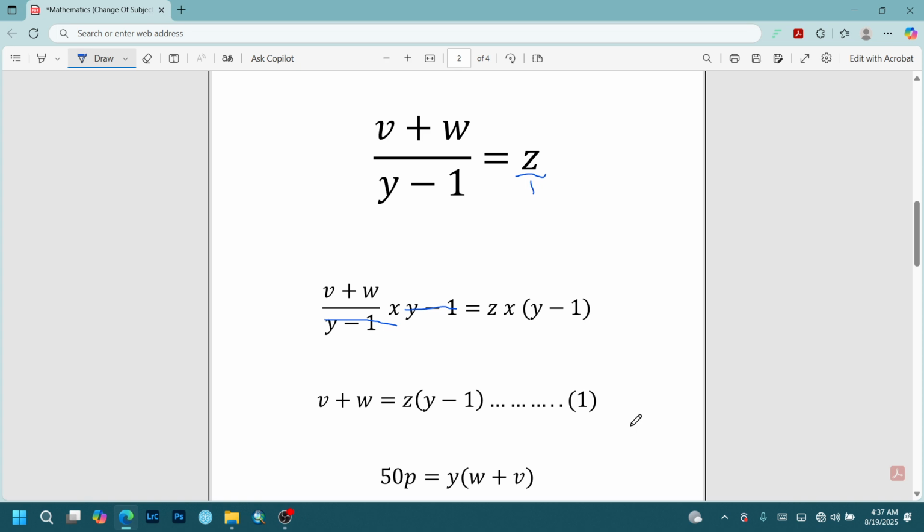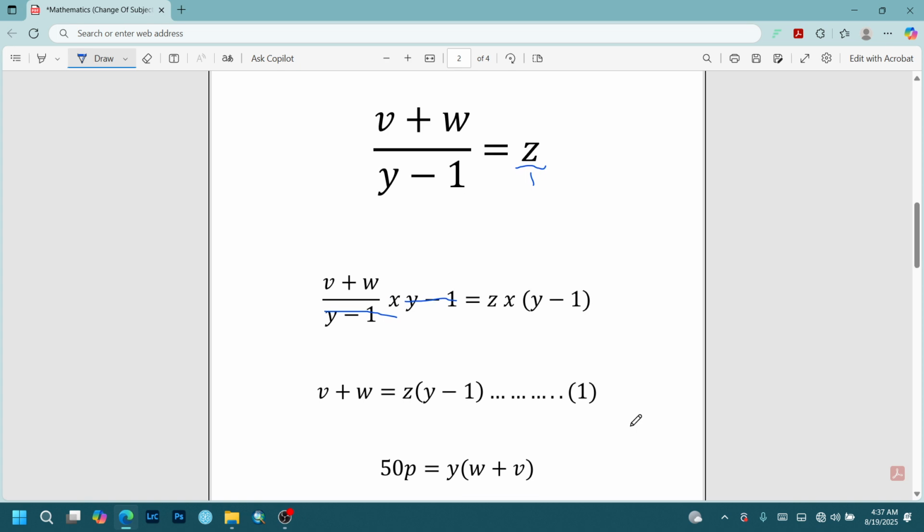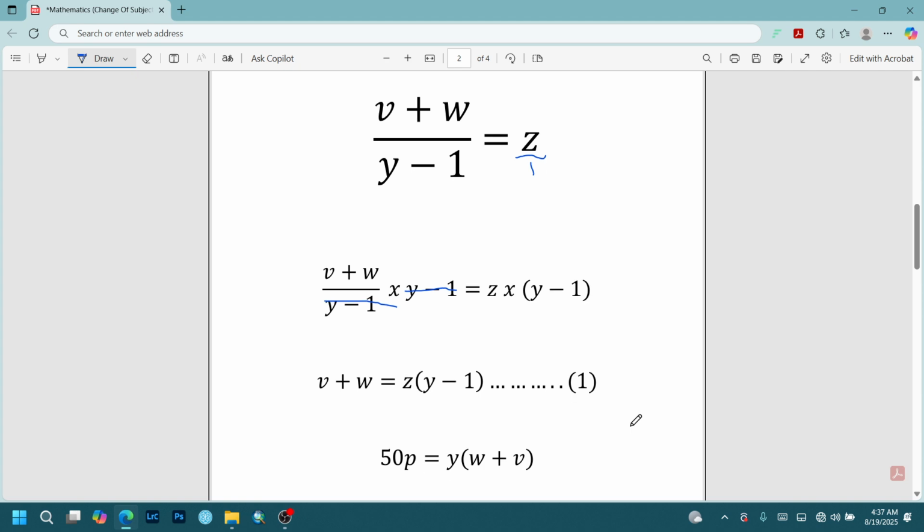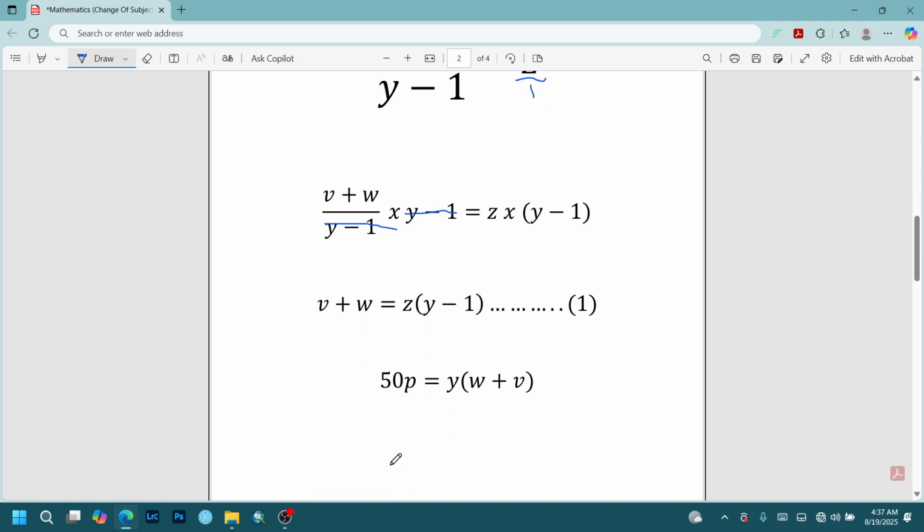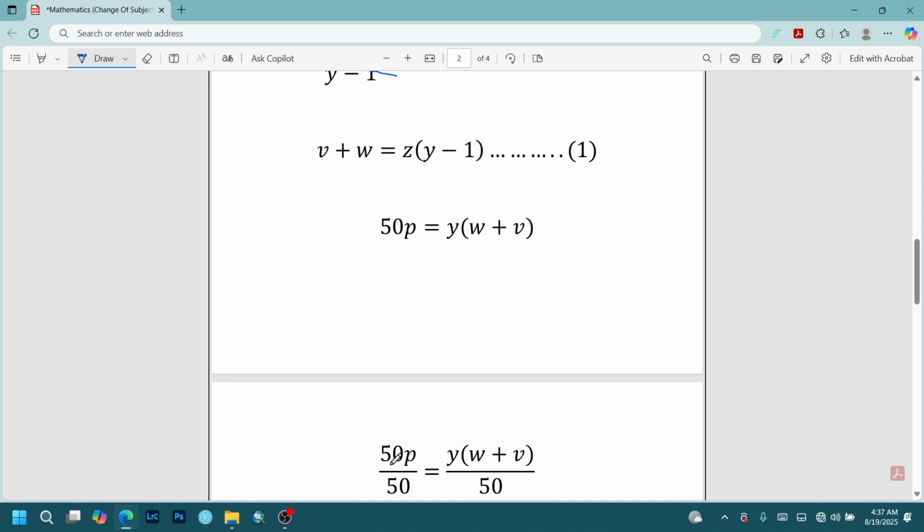So our next equation was given as 50p equals y multiplying w plus v, right? So here we have to make p stand on its own, so we divide through by 50, okay? And whatever you do for the left hand side, you do same for the right hand side. That's the rule in mathematics. What you do for the left hand side, you do same for the right hand side.